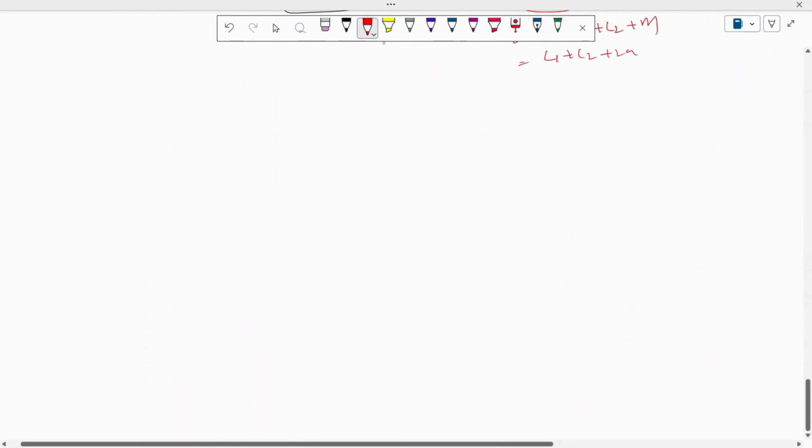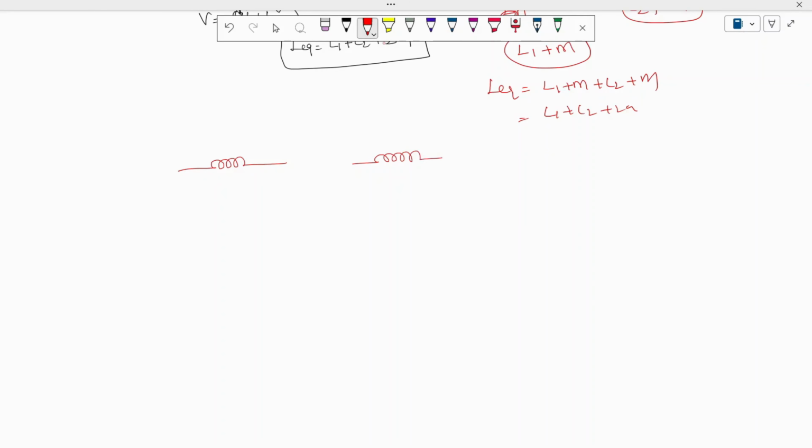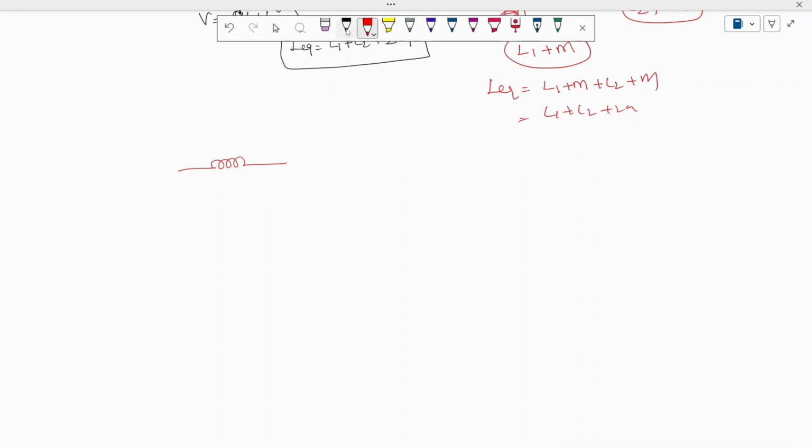Similarly, I can draw one more connection for series connection. This is inductor 1 and this is inductor 2. Let's try to draw with another color so you will get clarity if you have any doubt. Here you can see, to this coil the induced EMF polarities are indicated like this, and to this coil also.